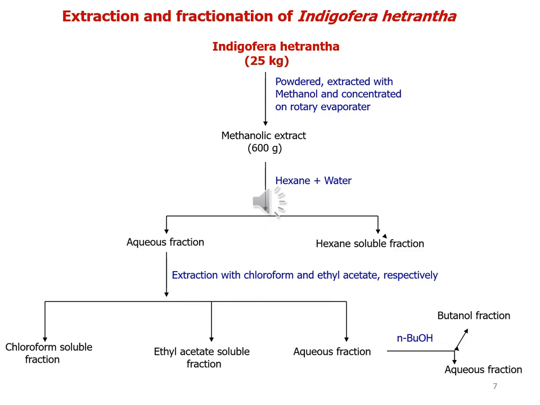The aqueous fraction at the end is further extracted with a highly polar solvent, that is n-butanol, and we obtain butanol fraction and the aqueous fraction. In this way, we obtain a total of 5 fractions on the basis of increasing order of polarity of the organic solvents, and these fractions are hexane soluble fraction, chloroform soluble fraction, ethyl acetate soluble fraction, n-butanol fraction, and the aqueous fraction.